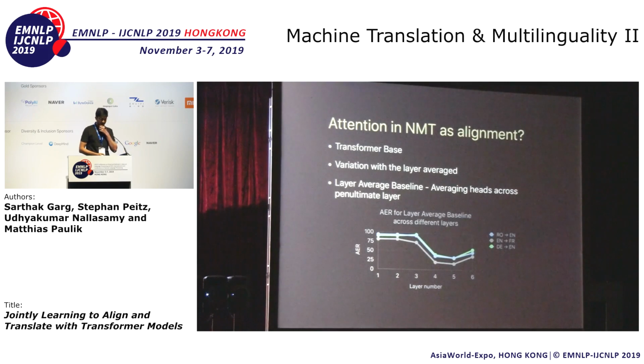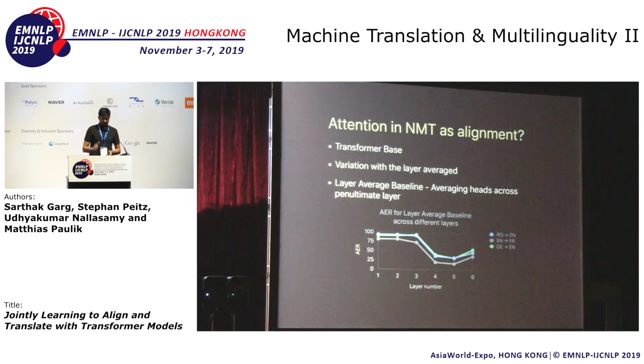Okay, so how does this simple layer average baseline work, and how does its performance vary as we vary the layer number from which we extract these alignments? We run experiments on 3 language pairs, and across the 3 language pairs, we find a very similar trend. In the graph shown below, the x-axis represents the layer number from which we average the attention probabilities, 1 being the bottommost one. And on the y-axis is the alignment error rate, where lower is better.